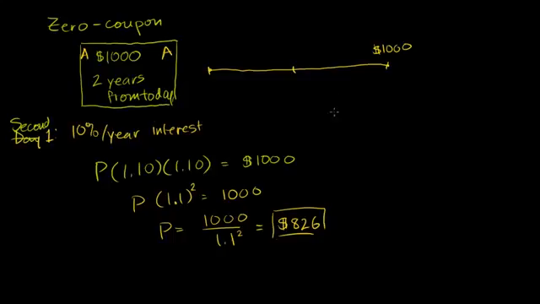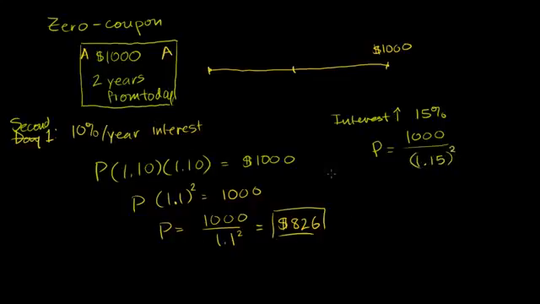So now all of a sudden, people expect more. Interest goes up. The new expectation is to have a 15% return on a loan to a company like Company A. So now what's the price that we're willing to pay? We'll use the same formula. The price is going to be equal to $1,000 divided by, instead of discounting it by 10%, we're going to discount it by 15% over 2 years. So 1 plus 15% compounded over 2 years.